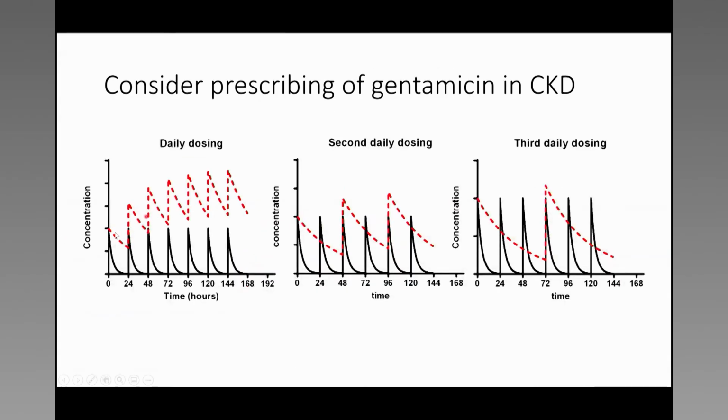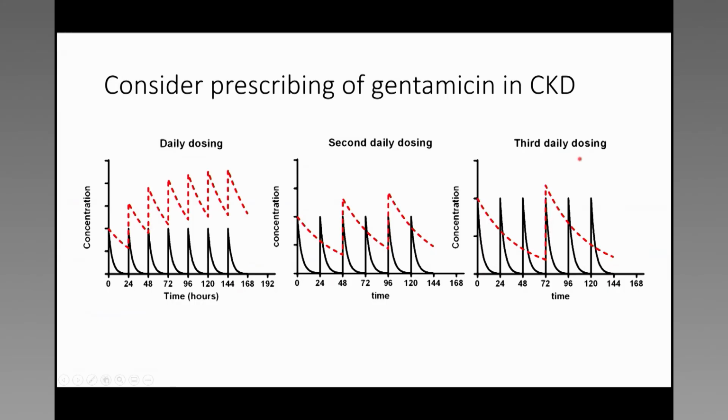Given that we know that the efficacy of gentamicin is related to how high the concentration is, we shouldn't be decreasing the dose. What we should instead do is increase the interval between doses. When we do this, for example, to second daily, we can see that there's less accumulation, but still there is accumulation. If we go to third daily dosing, there's again less accumulation. So simply prolonging the dosing interval helps to decrease toxicity.